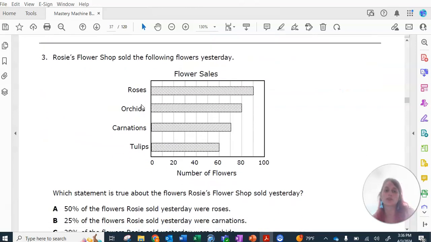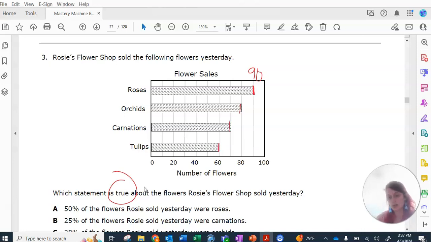Rosie's Flowers shop sold the following flowers yesterday. We have roses, orchids, carnations, and tulips. Which statement is true about the flowers Rosie's Flower shop sold yesterday? Before I even look at the statements, I need to know how many flowers they sold. So roses, I'm reading till the end of this line right here. That looks like between 80 and 100, so that would be 90 roses. Figure out how many orchids, how many carnations, how many tulips.